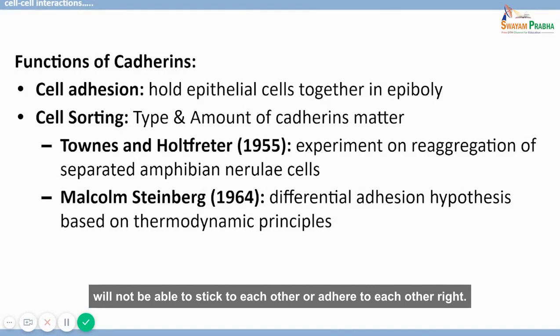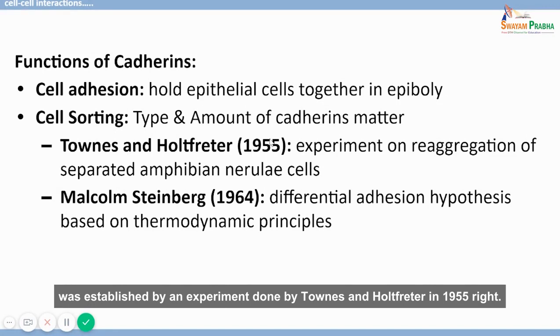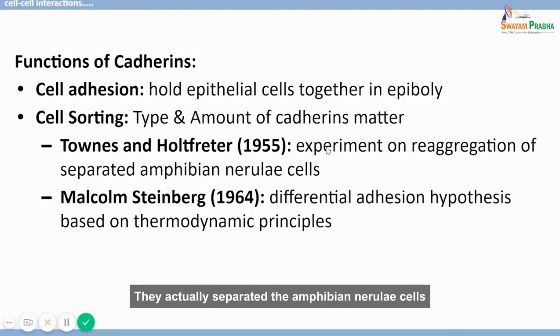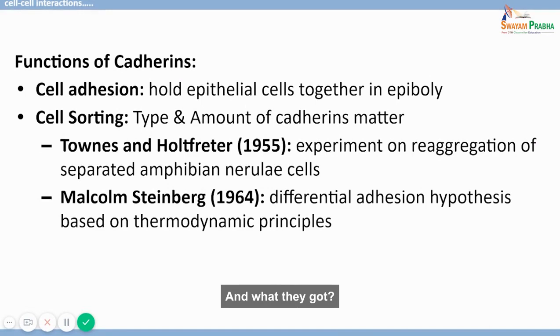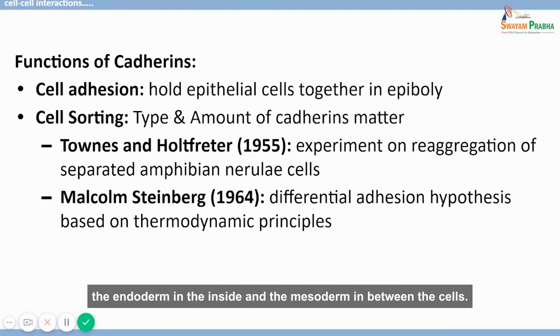The second important function of cadherins is cell sorting. Or we can say different types of cells have affinity for each other, and they do not have much affinity for other types of cells, right? And this concept of selective affinity between the cells was established by an experiment done by Townes and Holtfreter in 1955, right? So what they did, they actually separated the amphibian neurula cells and again allowed them to reaggregate. And what they found is that the ectoderm is again on the periphery, the endoderm in the inside, and the mesoderm in between the cells.